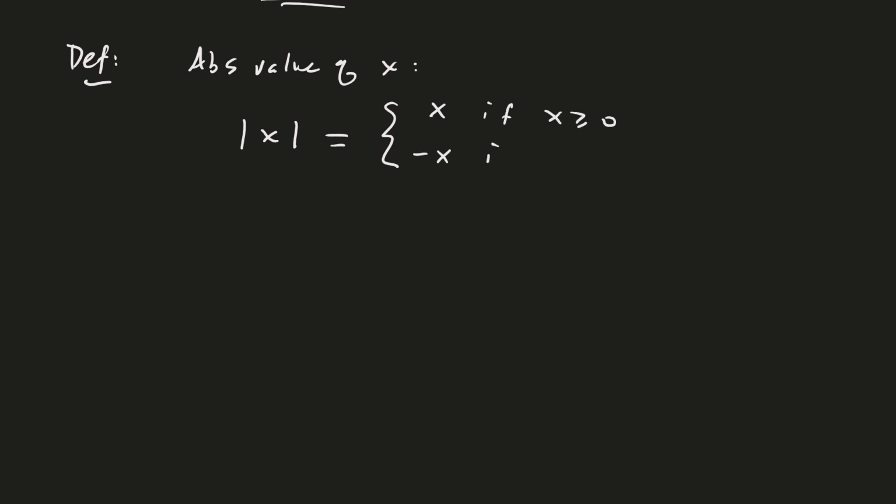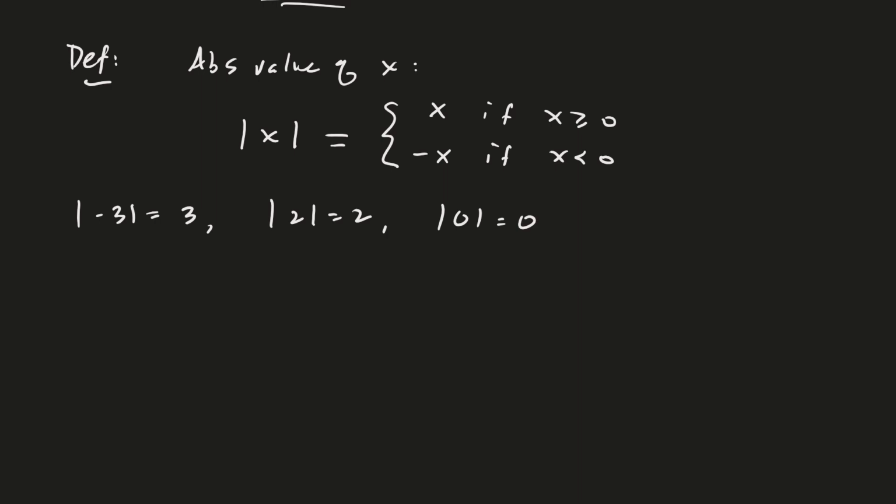The absolute value of x is denoted by bars for x, and so it's going to be x if x is greater than or equal to 0, or minus x if x is negative. Okay, so for example, the absolute value of minus 3 would be 3, the absolute value of 2 is 2, the absolute value of 0 is 0, and so on.